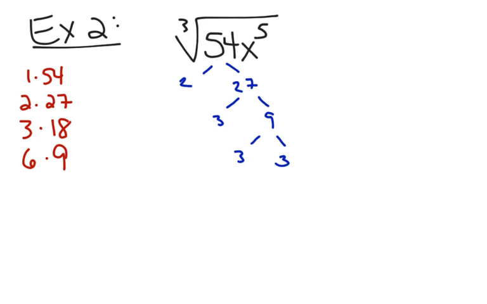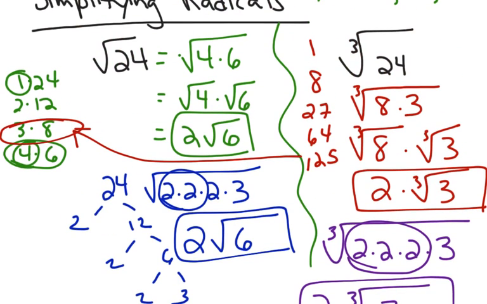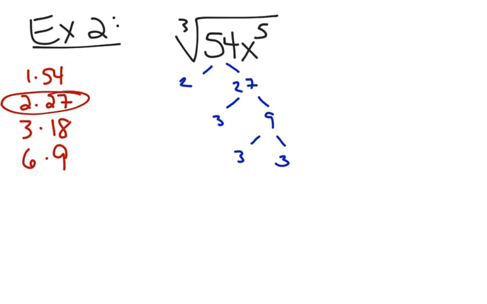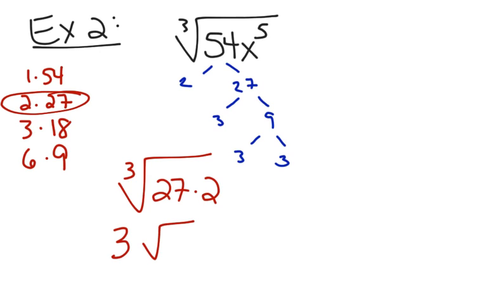If you want to find the pairs of numbers that multiply to give you 54, and you want to find out which one has the largest perfect cube, well, think back to the previous page. Look at the perfect cubes here: 1, 8, 27, 64, 125. Oops, wrong direction, sorry. Here's your pair with the largest perfect cube. So we're going to have the cube root of 27 times 2, which is 3 times the cube root of 2, because the cube root of 27 is 3. Can't take the cube root of 2.